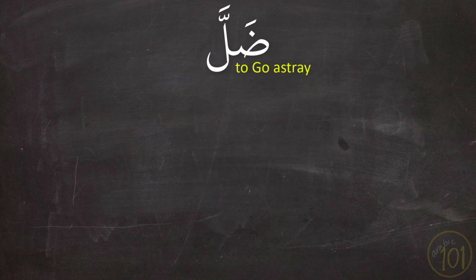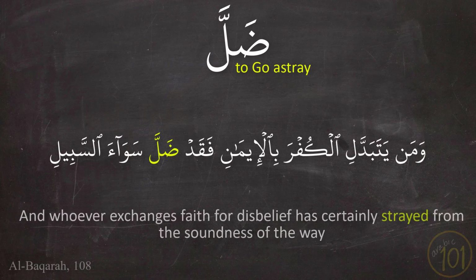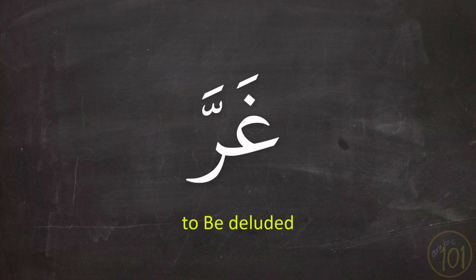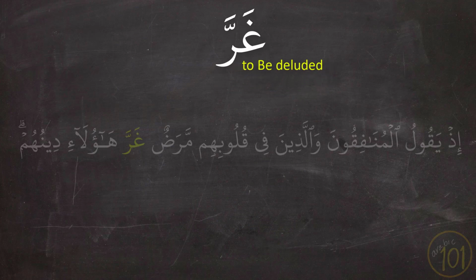We see it used in this example. وَمَن يَتَبَدَّلِ الْكُفْرَ بِالْإِيمَانِ فَقَدْ ضَلَّ سَوَاءَ السَّبِيلِ. The next verb is غَرَّ, and it means to be deluded, like in this example.